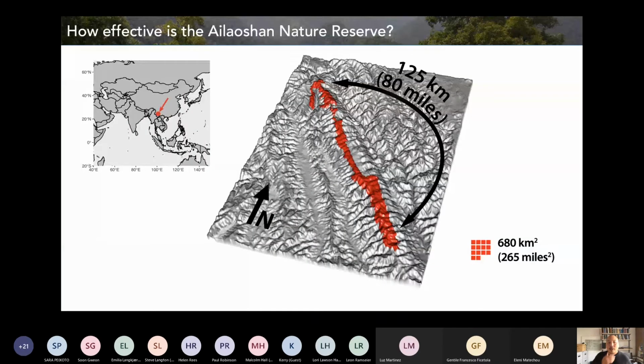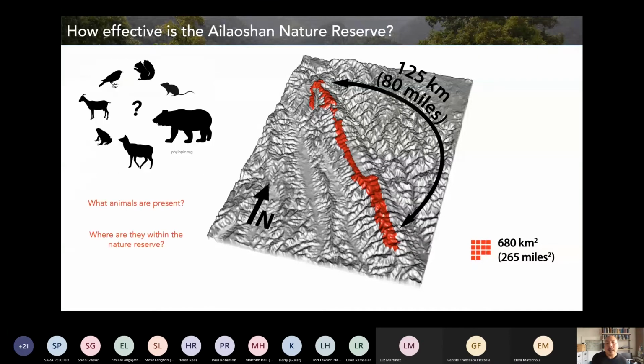So we thought, well, why don't we try doing something where we could try to survey wildlife efficiently using DNA? And we chose a place called Ailashan Nature Reserve, which is basically the mountain ridge in China, and it's about 700 square kilometers. So it's almost the size of Singapore. And we want to know what animals are present and where are they? How are they distributed in this nature reserve?